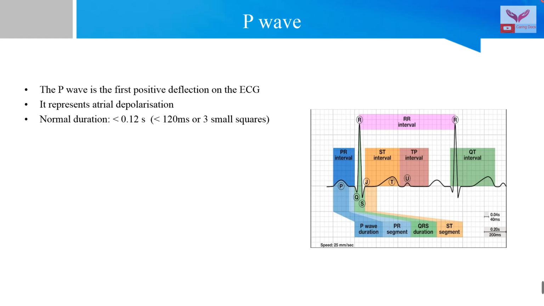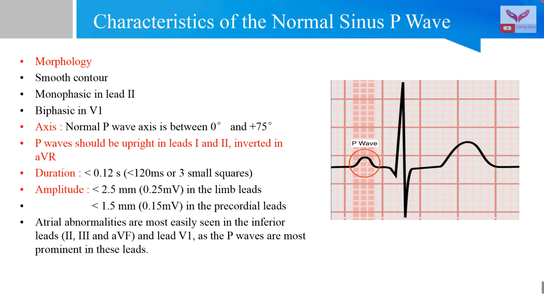P wave is the first positive deflection in the ECG. It represents atrial depolarization. Normal duration of the P wave is less than 0.12 second, or we can say less than 3 small squares or less than 120 milliseconds. The normal P wave has smooth contour. It is monophasic in lead 2, biphasic in lead V1. It has a normal axis between 0 and 75 degrees.